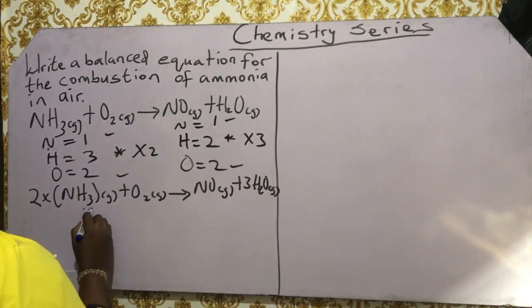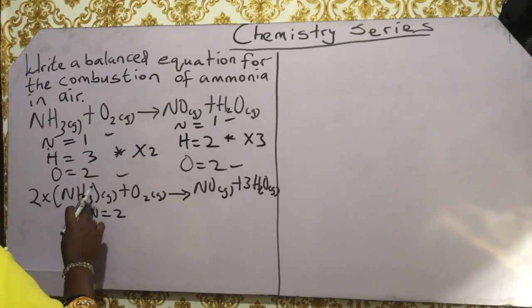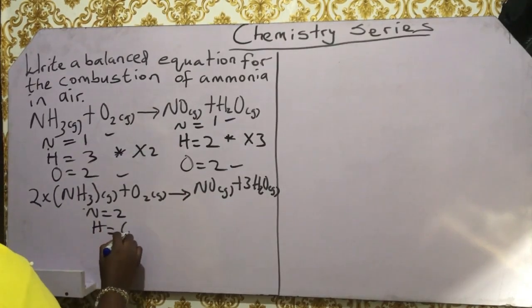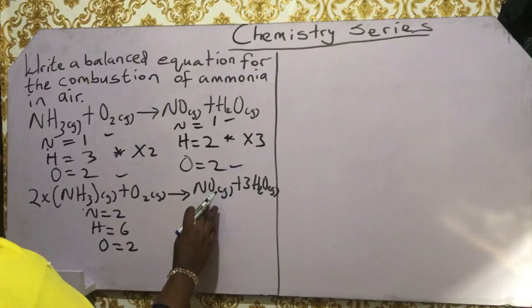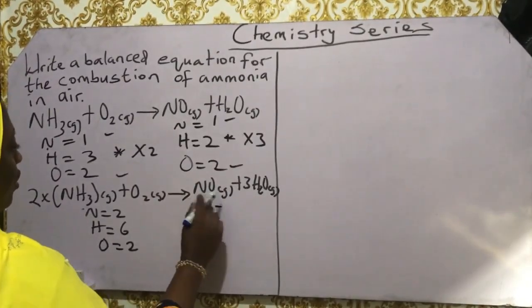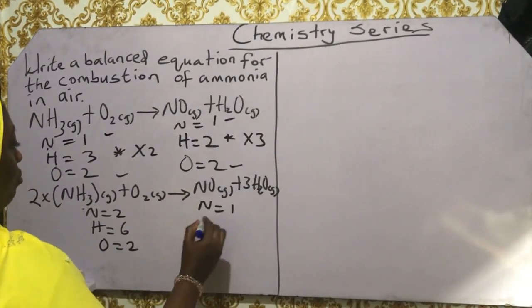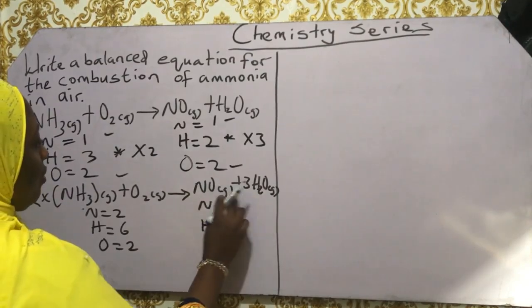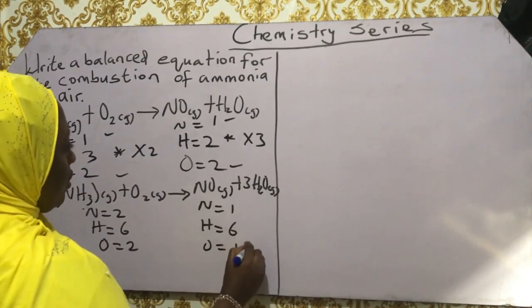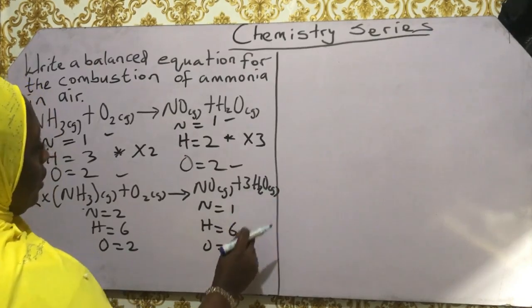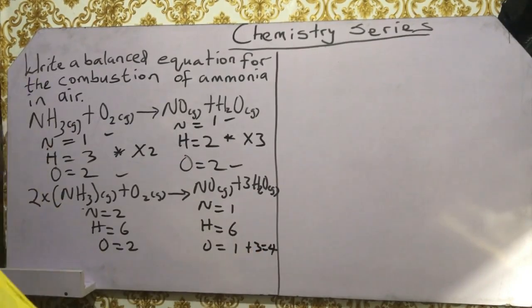Now nitrogen here, 2 times 1 atom of nitrogen gives 2. 2 times 3 atoms of hydrogen gives 6. Now let's see for oxygen. Oxygen remains 2. Now let's see. Now nitrogen is still 1, meaning nitrogen is no longer balanced. Then hydrogen 3 times 2, which is 6. And oxygen here, you have 1 plus 3 times 1, which is 4.